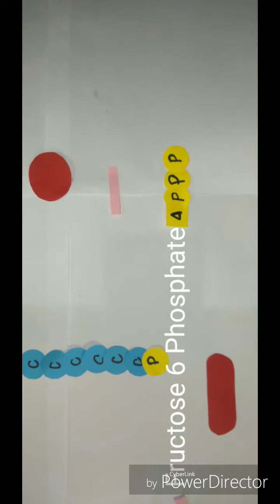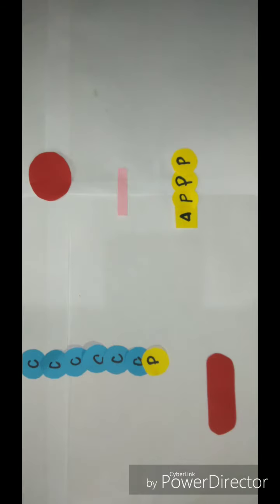In step 3, a phosphate group is transferred from ATP to fructose 6-phosphate, producing fructose 1,6-biphosphate. This step is catalyzed by the enzyme phosphofructokinase, which can be regulated to speed up or slow down the glycolysis pathway.